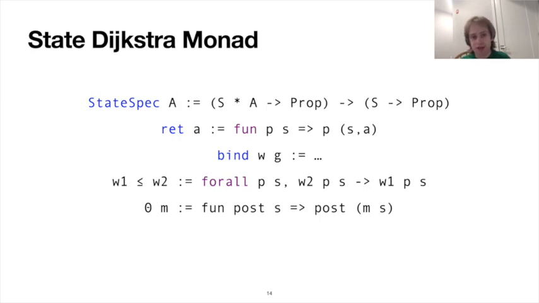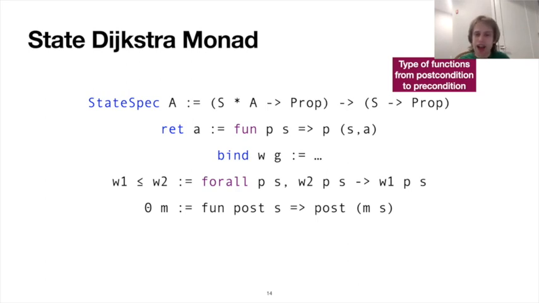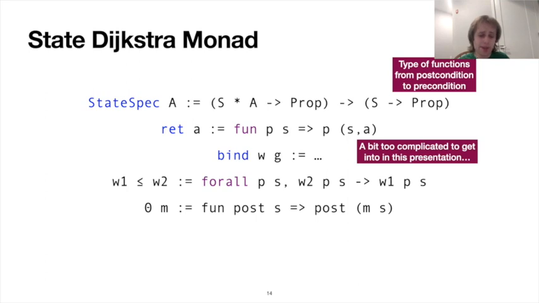So we've been talking about Dijkstra monads in the abstract, so let's talk about a particular Dijkstra monad, the state Dijkstra monad. First, we've got the specification monad, StateSpec, which has this type function, (s × a → Prop) → s → Prop, which, if you look at carefully, you should realize is actually the type of postconditions to precondition functions. Then we've got these ret and bind, which we're not really going to go into in depth.